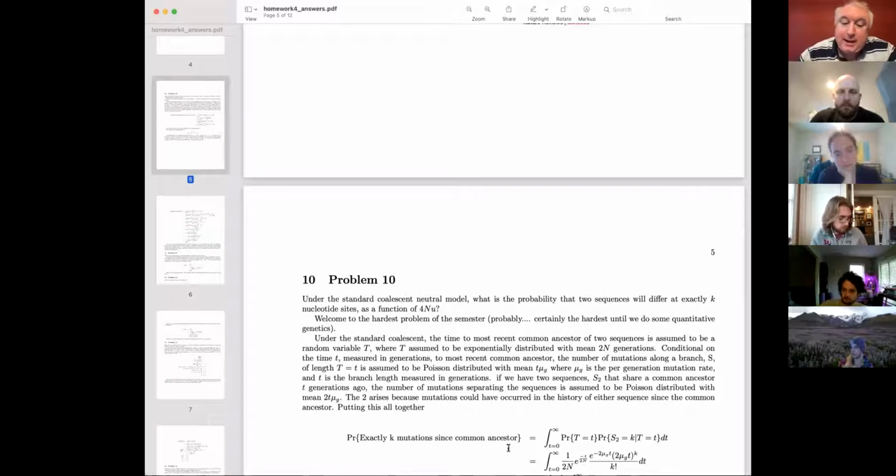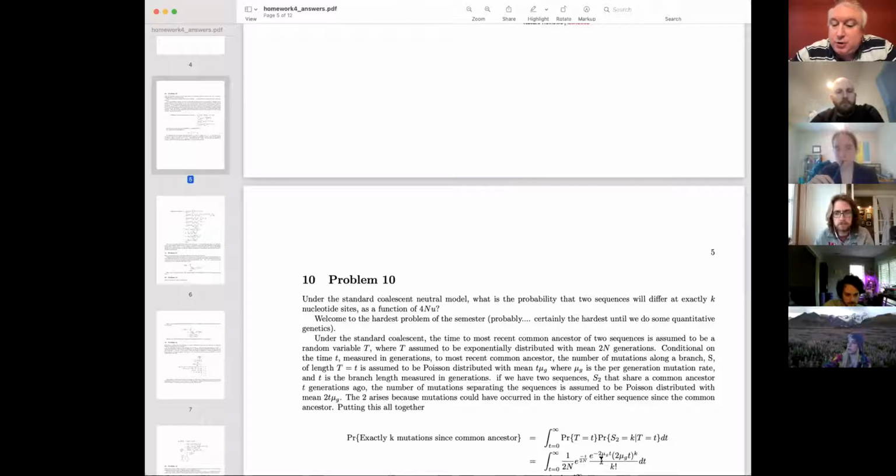And the problem asks you, since I don't know how long ago they had a common ancestor, it might have been just a little bit ago, or it could have been infinitely long in the past. I have to integrate over all possible values of the time since the common ancestor. So I have the probability the time was t, I have the number of mutations given the time was t, integrated over all possible values of t. That will give you the correct answer. That will give you the correct answer every time.